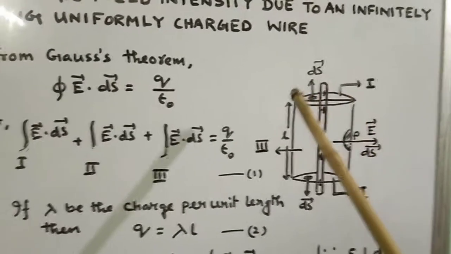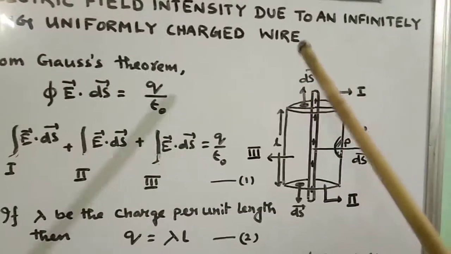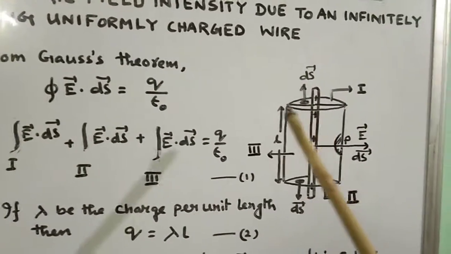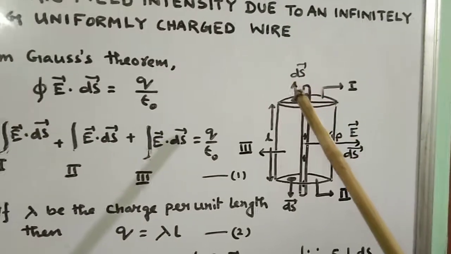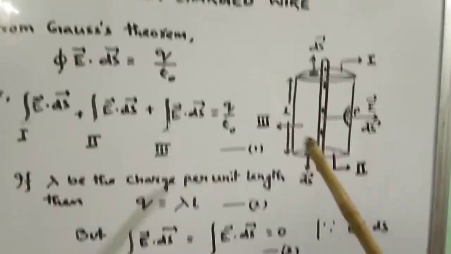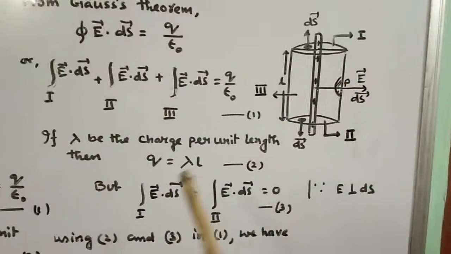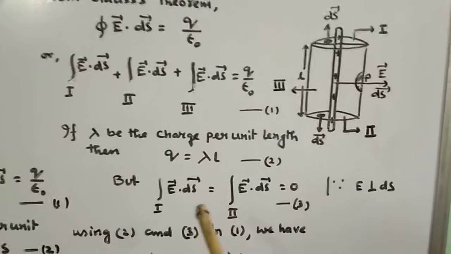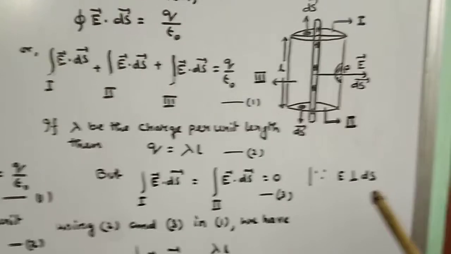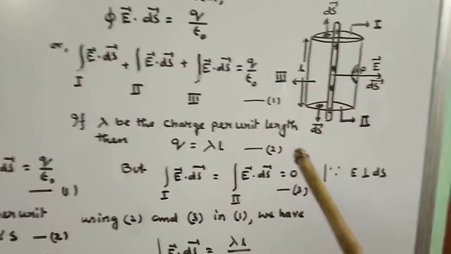But if you consider the top as well as the bottom, for the small element dS the direction is up at the top and down at the bottom, but the field is in this direction. So the field and dS, that is the area vector, are perpendicular. So if we consider surfaces 1 and 2, the integration over the closed surface 1 and 2 goes to 0 because E is perpendicular to dS. Now we will substitute 3 and 2 in 1.